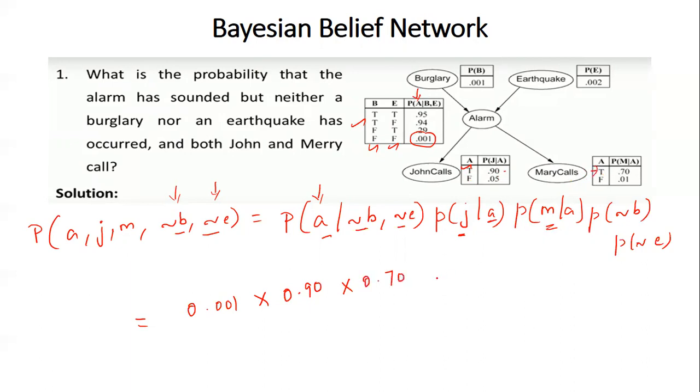Okay. And what's the probability that burglary has not occurred? The probability of burglary not occurred is 1 minus 0.001, which is nothing but 0.999. And what's the probability that earthquake has not occurred? This is nothing but 1 minus 0.002, which is 0.998. Okay, now let us calculate this.